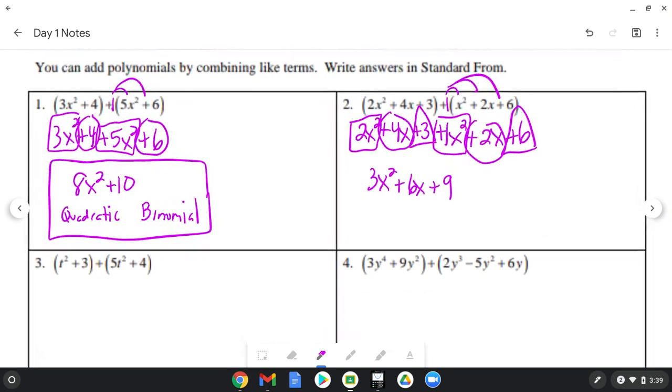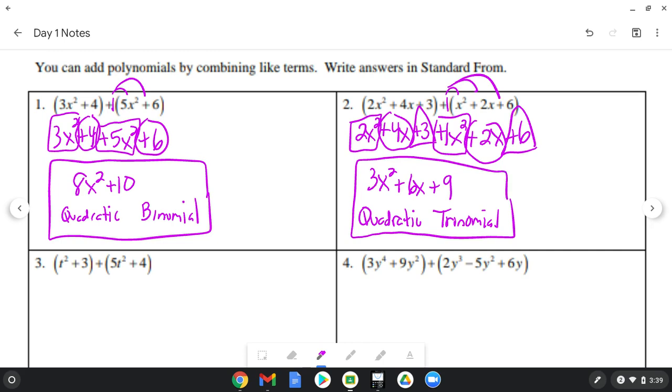So now, if it asks me to name this, I see the biggest degree is a 2, so that's quadratic again. And I see that there's 3 terms in this case. So if there's 3, we call that a trinomial. So that would be my answer for number 2.